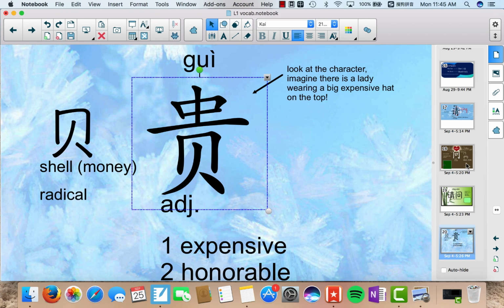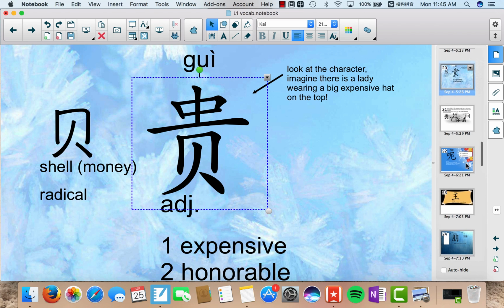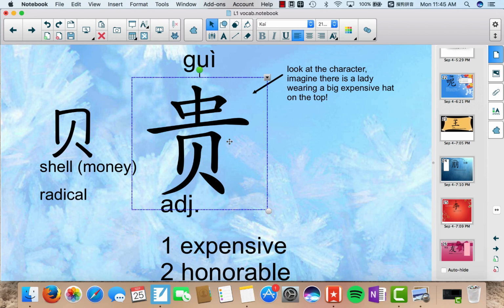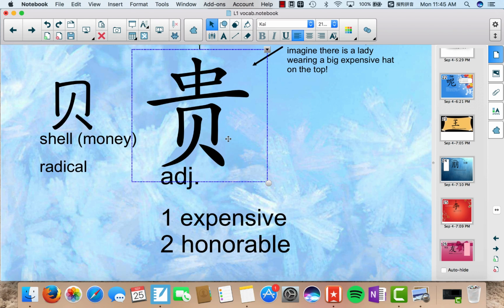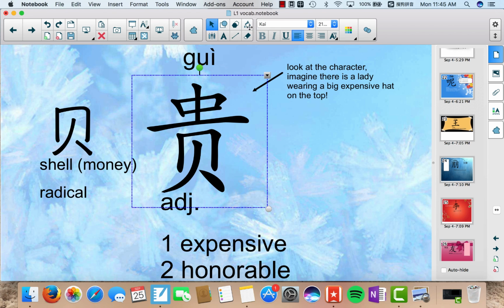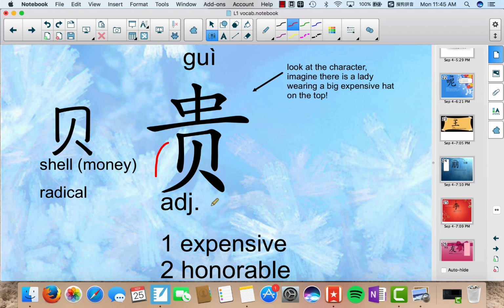Okay. And the next character is 贵. By itself, it translates to expensive. But in this unit, we're learning honorable. The radical is on the bottom of the character. Shell or money radical. Whenever you see this radical, it usually has something to do with money. And let's imagine this is an expensive hat on a fat lady. She's so expensive. She's so honorable, stuff like that. So character 贵.